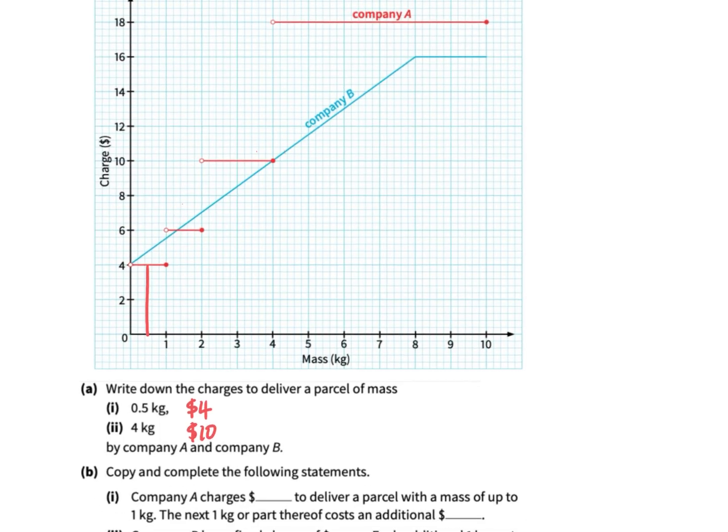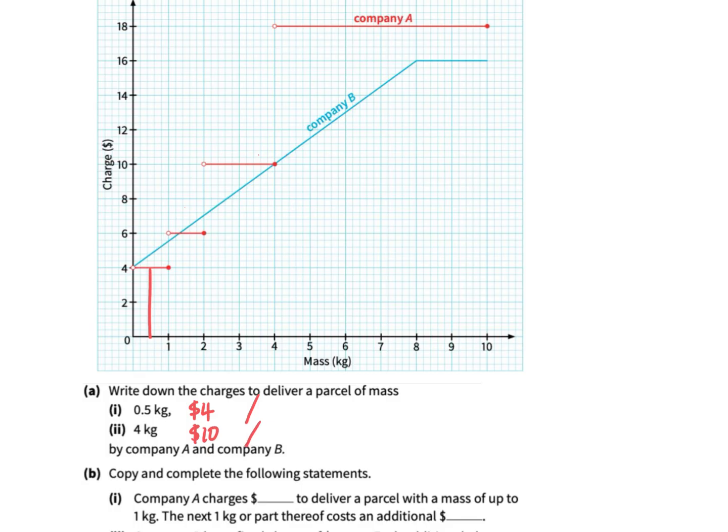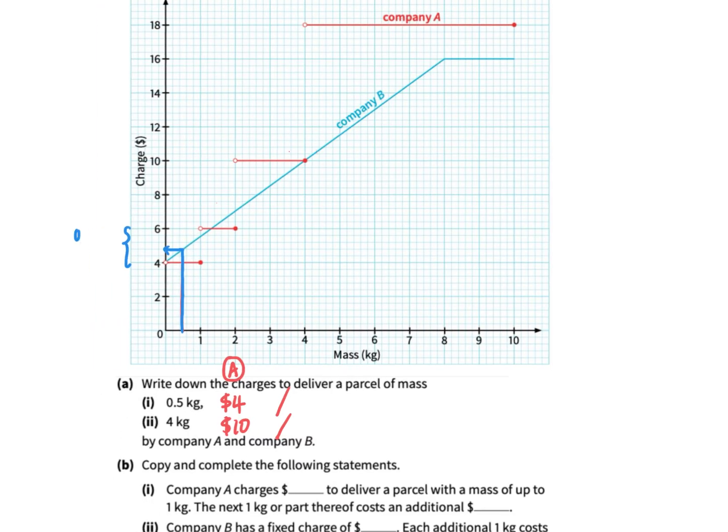Okay, next one. Oh, but company B also needs to be written. This is for company A, the red graph, right? But company B is the blue graph. So 0.5 kg is here. Okay, so $2, you divide by 5, so each box is 40 cents. In this case, this is $0.80. And then 4 kg is also at $10. So this is for company B.